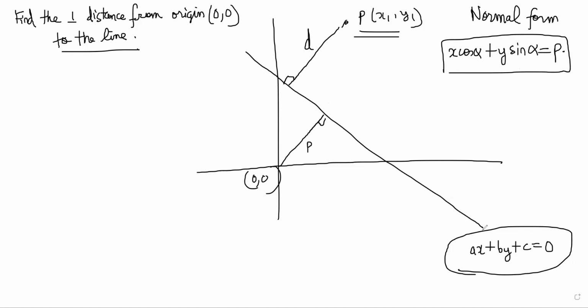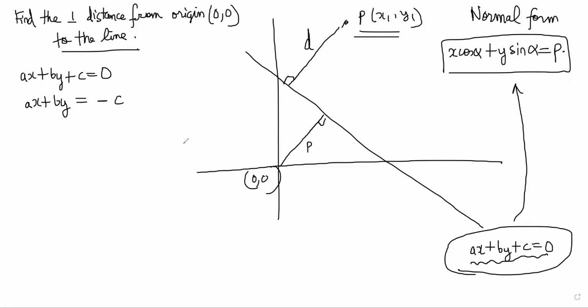Right now the line looks a little different, but if we can convert it into that form, then we can just say p will be whatever is on the right hand side. So my line is ax plus by plus c is equal to 0. I will put ax plus by like this, and put minus c on this side. Right now it is not guaranteed that this is in the same form, because here I had cos alpha, sin alpha. Here I have some arbitrary constants a and b.